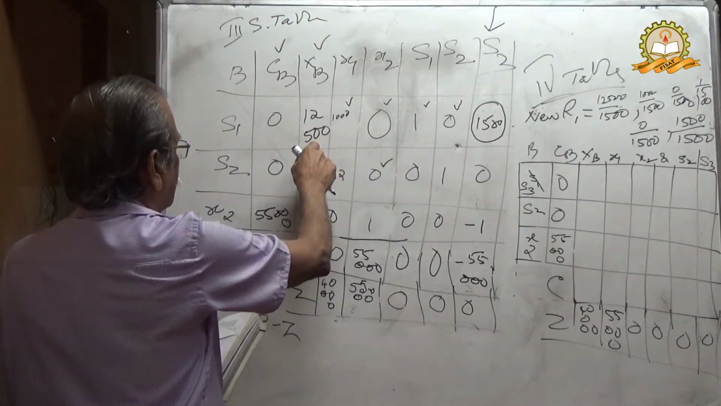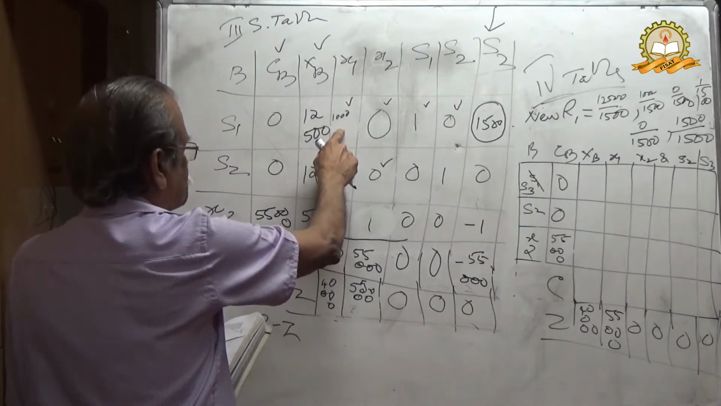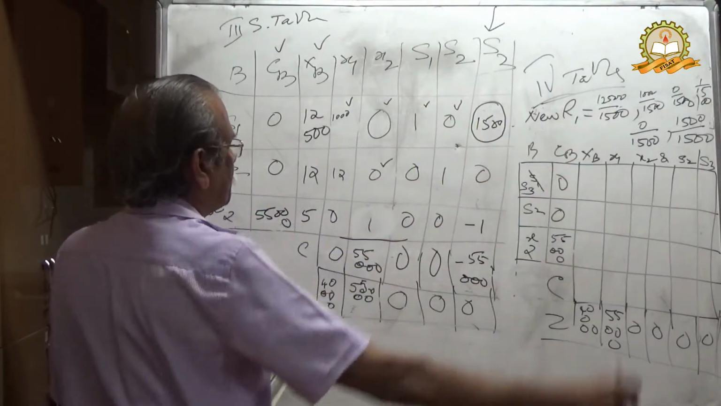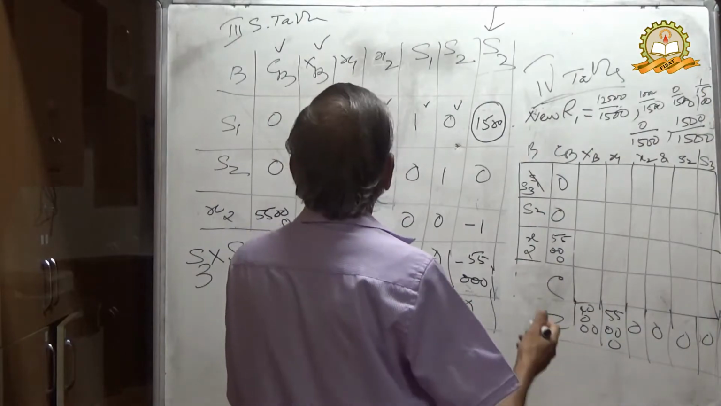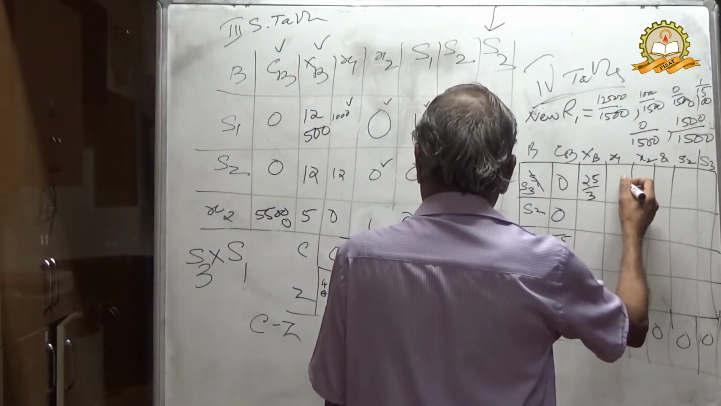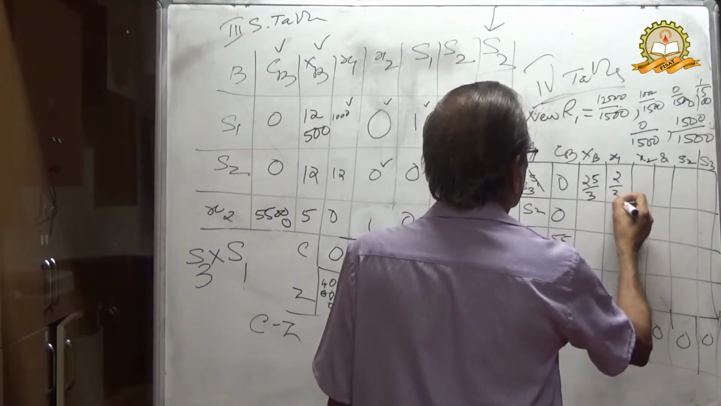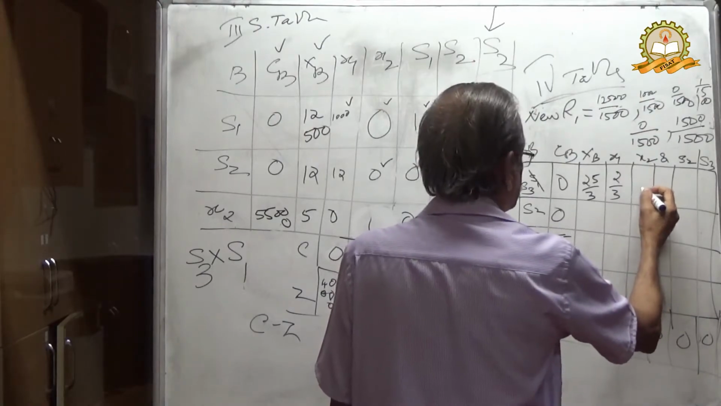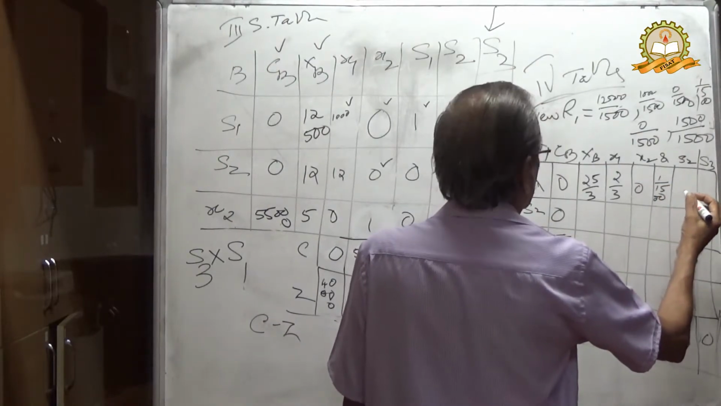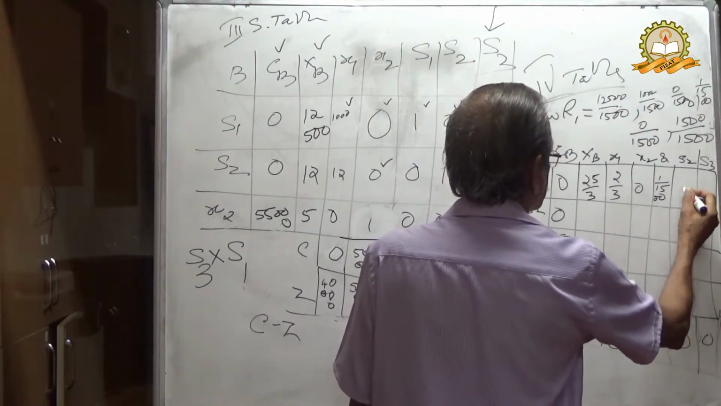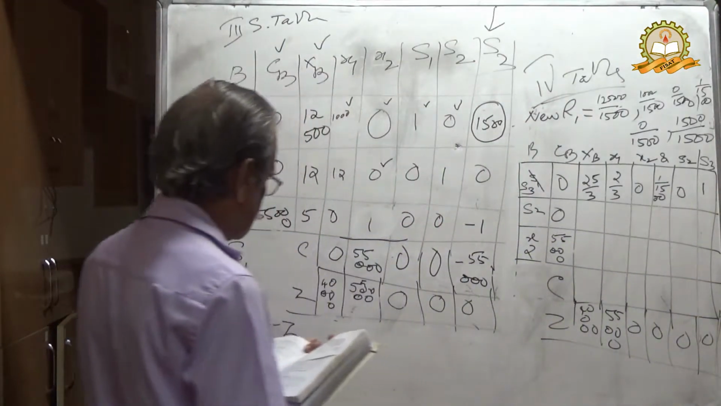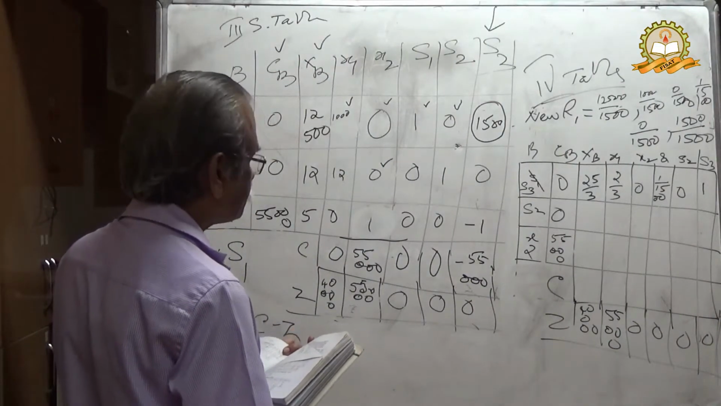12,500 by 1500, 1000 by 1500, 0 by 1500, 1 by 1500, 0 by 1500, 1500 by 1500. So that column becomes 25 by 3, then you have 2 by 3, 0, 1 by 1500. Under S2 you have 0 and under S3 you have 1.